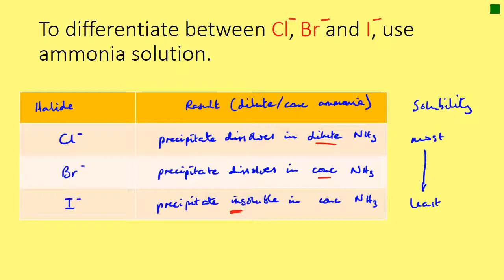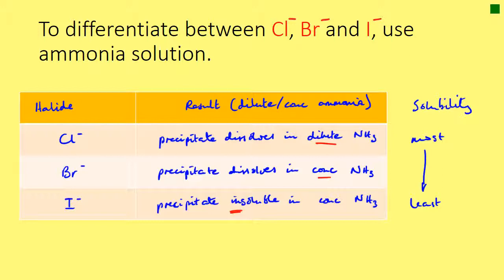So the precipitate dissolves in dilute ammonia, but the bromide and the iodide don't dissolve in dilute ammonia. So we know which one is our chloride now, but we still haven't distinguished between bromide and iodide. So then we add concentrated ammonia, and the concentrated ammonia dissolves the bromide.